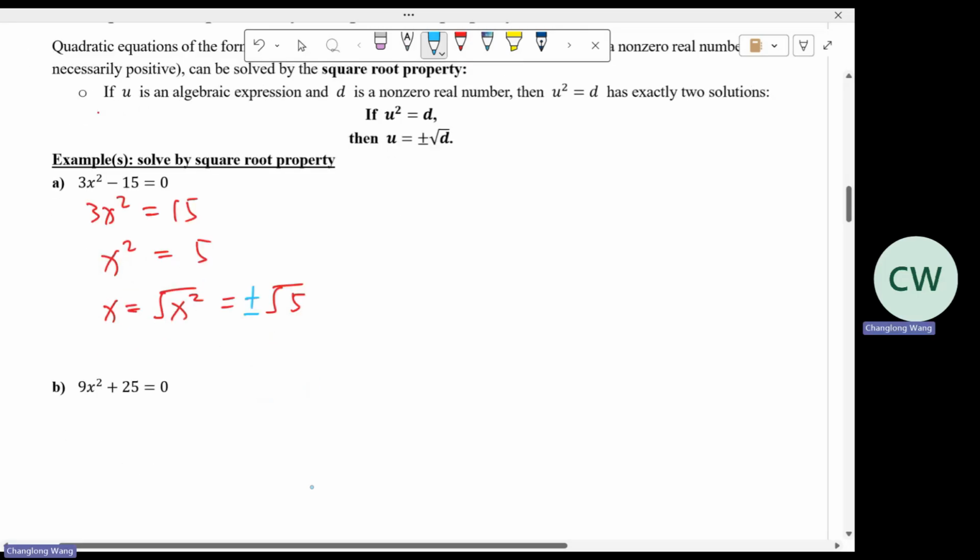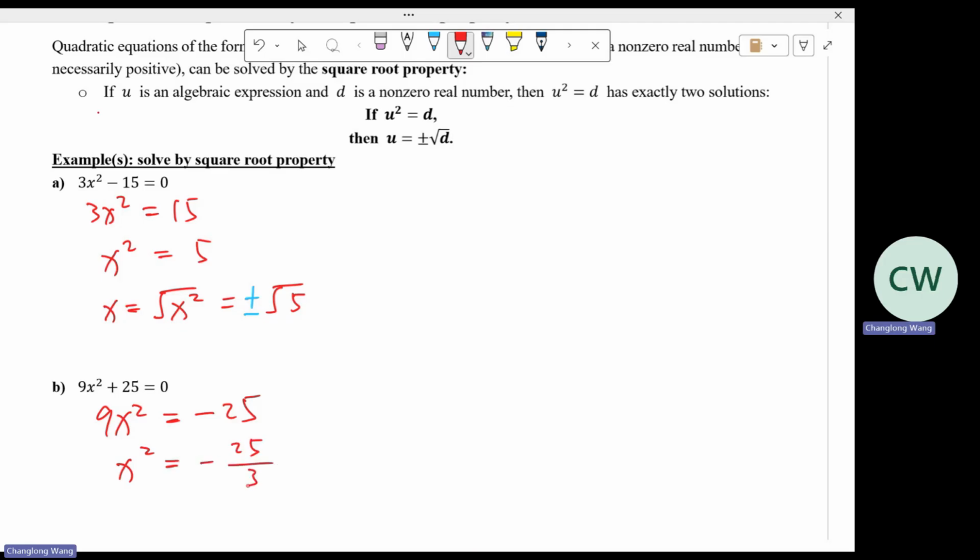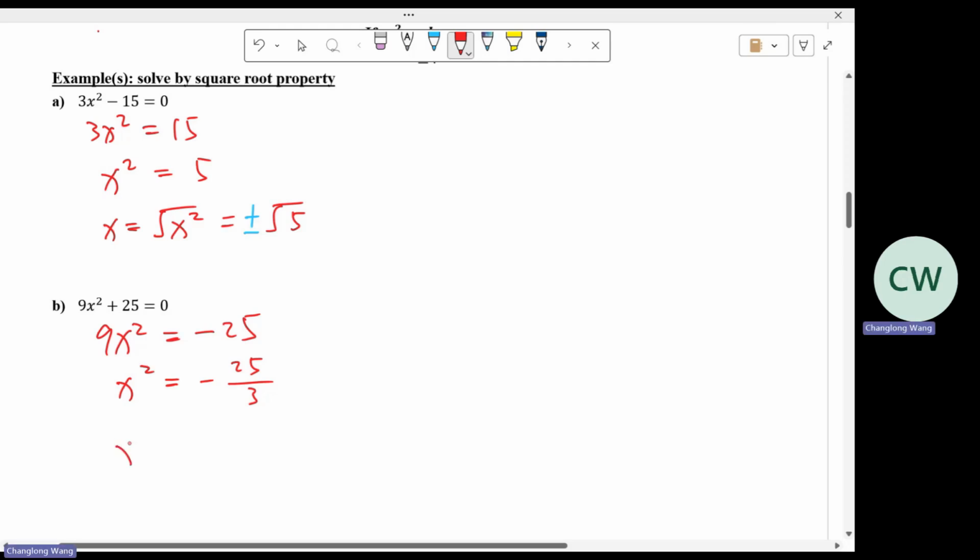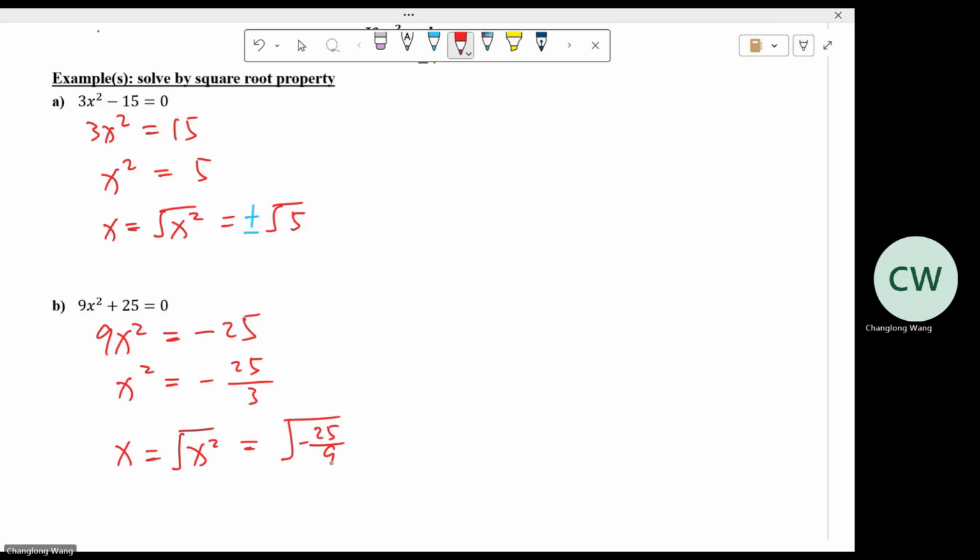Now in letter B, you see that it's pretty much the same thing, right? So if you quickly isolate the x squared, you get 9x squared equals negative 25. x squared is equal to negative 25 over 9. And then you go ahead and take the square root. But there's an issue, right? You have a negative number under the radical sign, or you're looking for a square root of a negative number. Yes. Oh, 9. Thank you. Good catch.